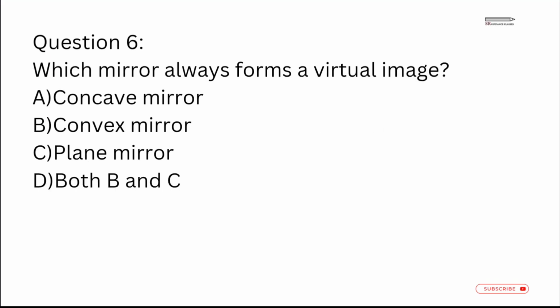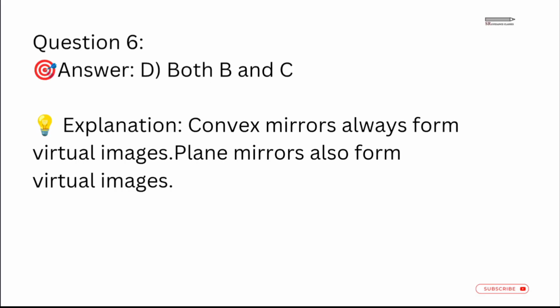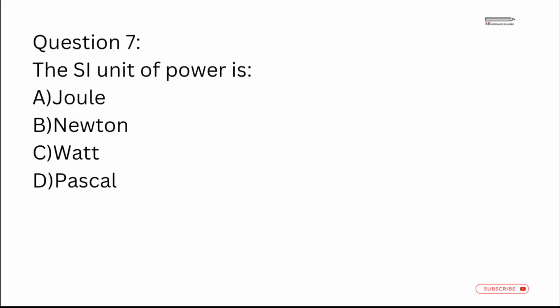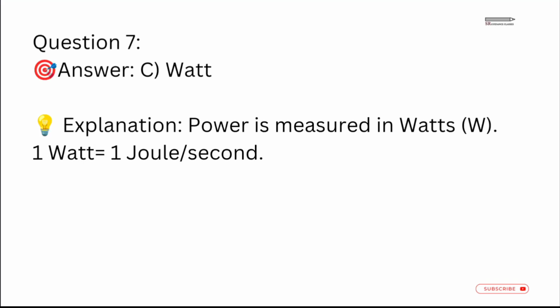Which mirror always forms a virtual image? The answer is option D, both B and C. The SI unit of power is, the correct answer is option C, watt.